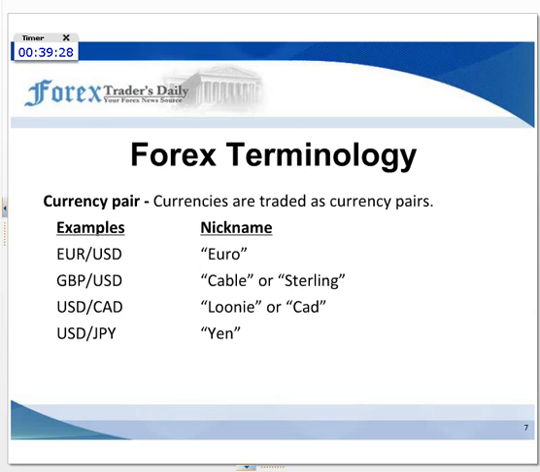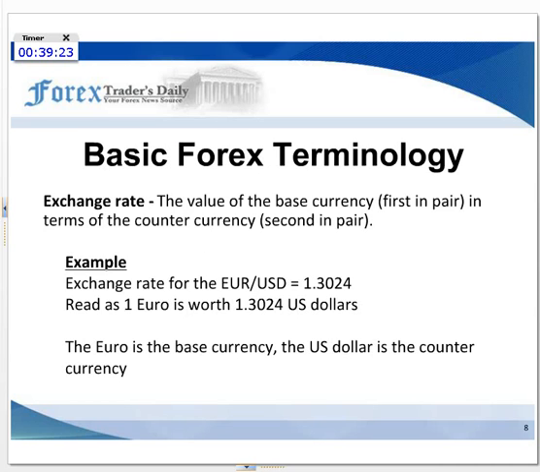Now, each currency pair has an associated exchange rate within the currency market. And this exchange rate is a reflection of the value of the base currency, which of course is the first currency in the currency pair, or the counter currency, which is the second currency in the currency pair.